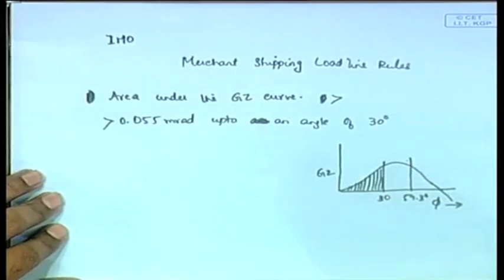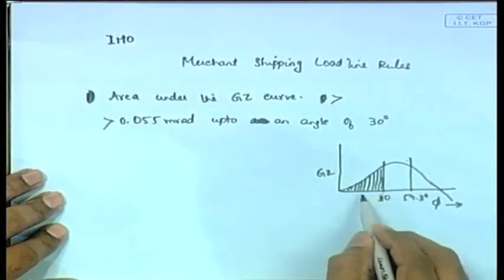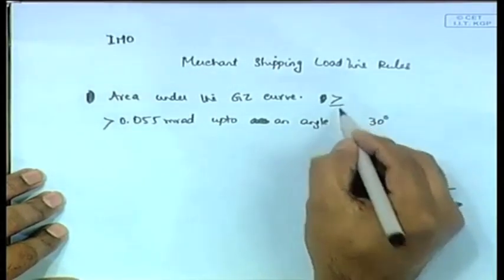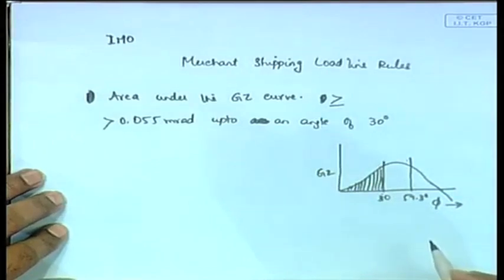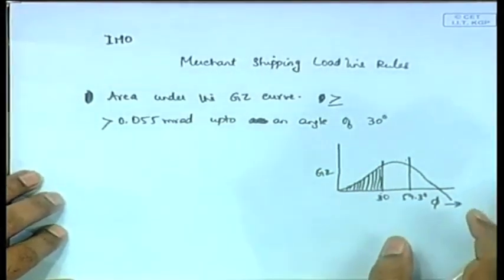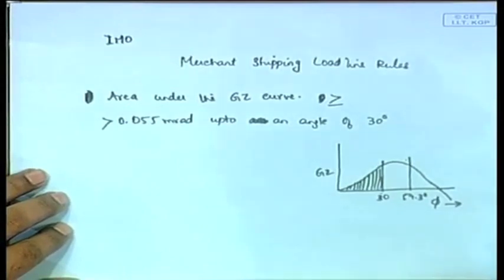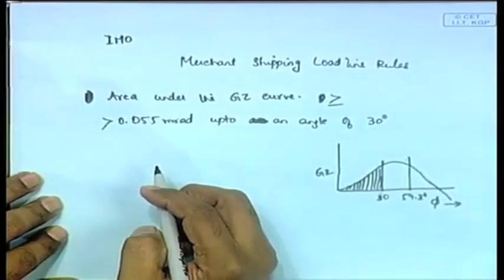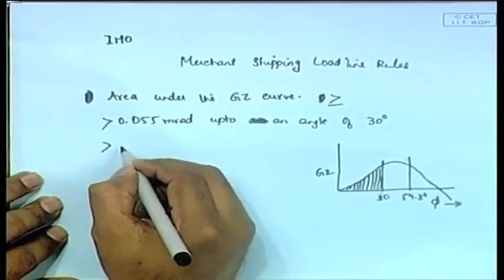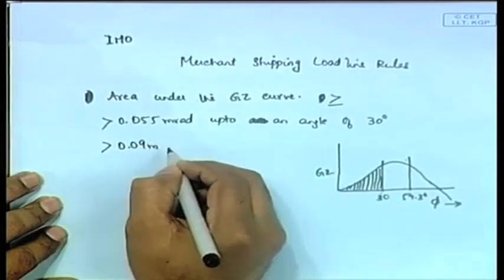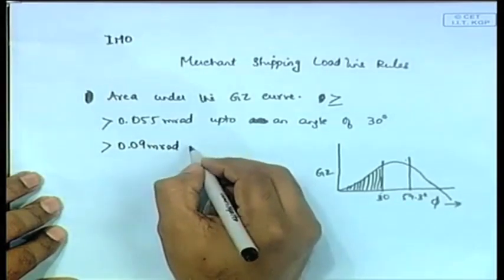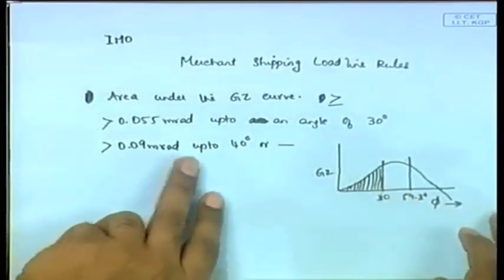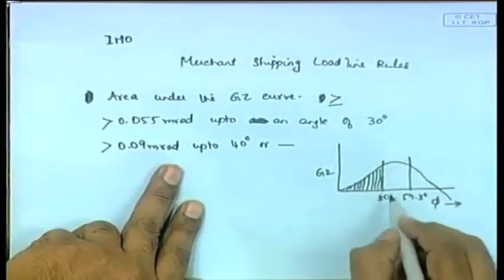whatever be the type of ship, this is fixed at 30 degrees. Up to 30 degrees your area should be greater than or equal to 0.055 meter radians. I think you should just learn these numbers by heart, there is nothing else to do here. So, 0.055 meter radians up to an angle of 30 degrees. Now, the GZ curve, that is up to 30 degrees.